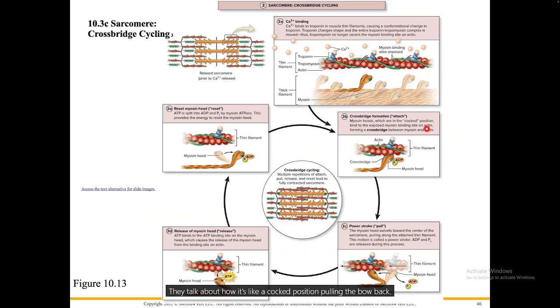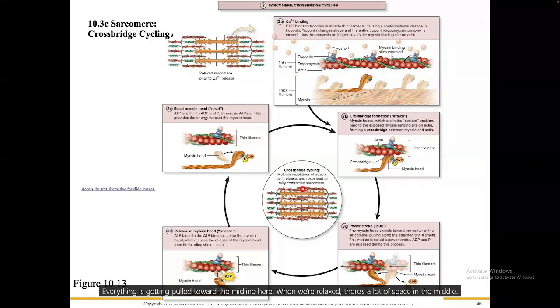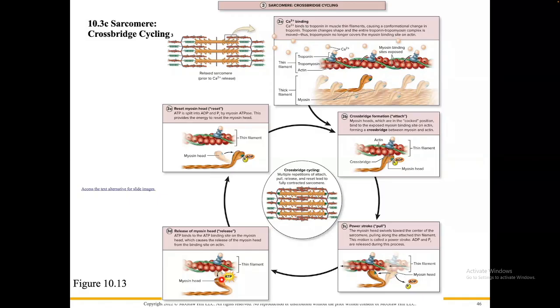They talk about how it's like a cocked position, pulling the bow back. Then there's the power stroke. Look at the way this filament head was here, and it contracted in. Everything is getting pulled toward the midline. Here, when we're relaxed, there's a lot of space in the middle. But the power stroke, thick grabs thin and pulls it in toward the midline. Once it's contracted, it can't stay there forever. So here's where ATP is involved. ATP to release this cross bridge. Thick lets go of thin. That's what allows thick, or the myosin head, to reset.